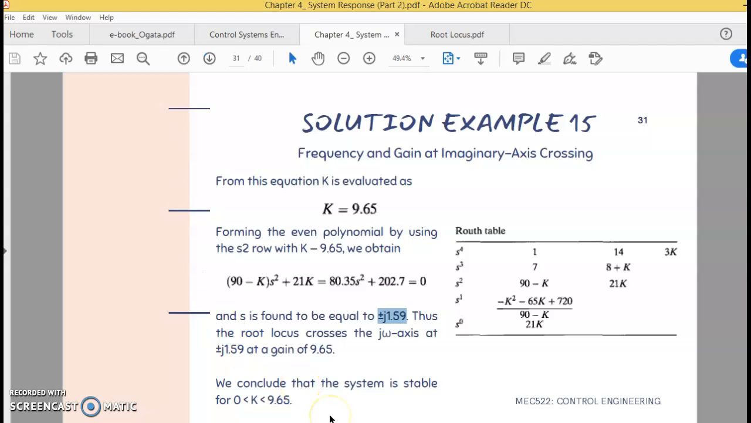Okay, and then the last, the range. So you can find that k is between 0 and 9.65. Okay, this one, dia punya range. The maximum, kalau maksudnya k greater than 9.65, the system can be unstable.